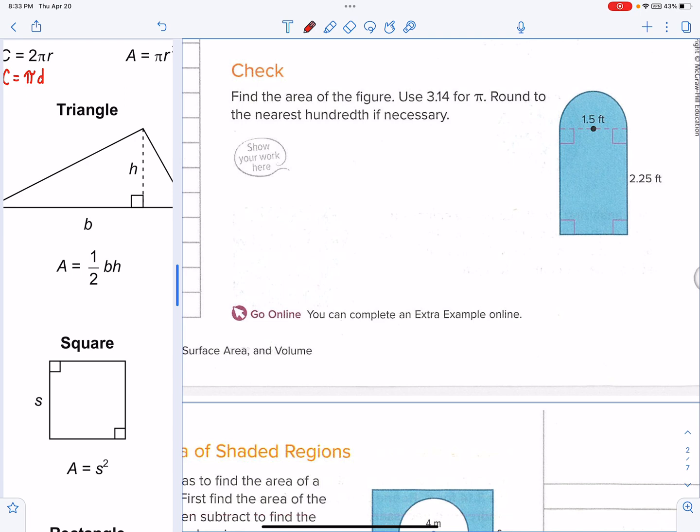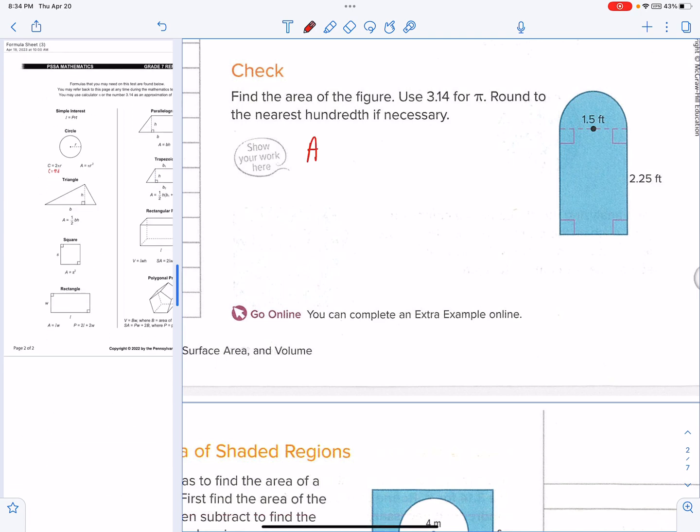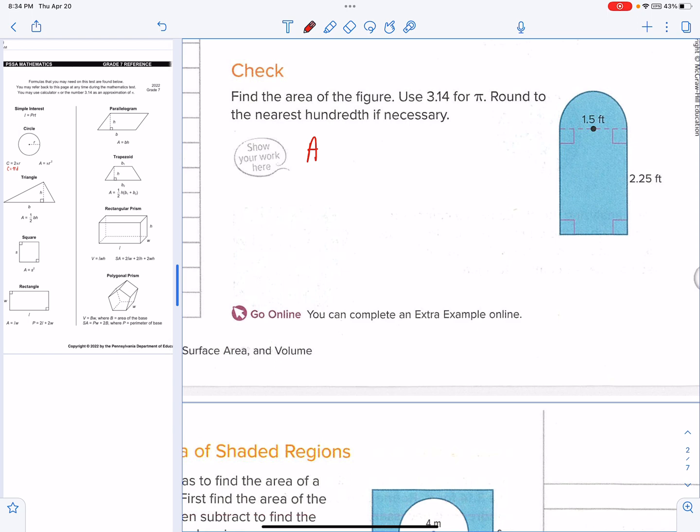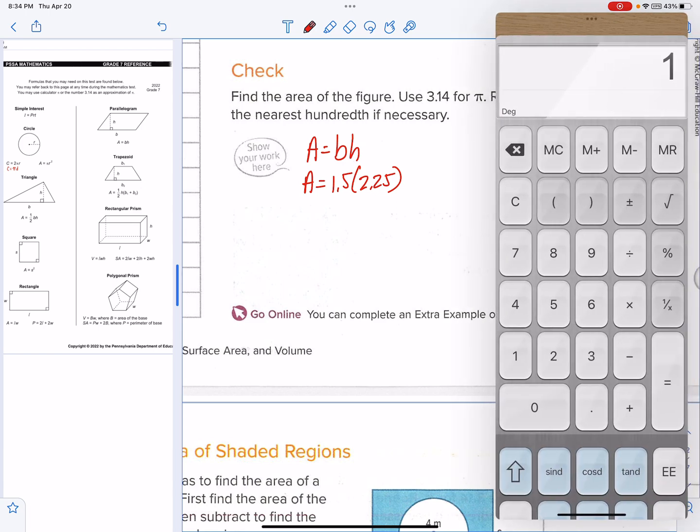All right, so I see two shapes, rectangle, semicircle. I know area of a rectangle, and if you don't know, then you look, or go to the top of this page. Area of a rectangle is area equals base times height. We're going to write that first. I know that my base is 1.5 feet. I don't need to write feet. And my height is 2.25 feet. Let's go ahead and calculate that.